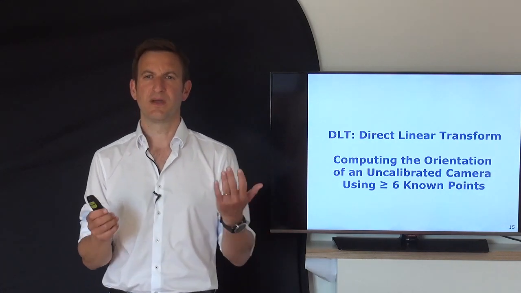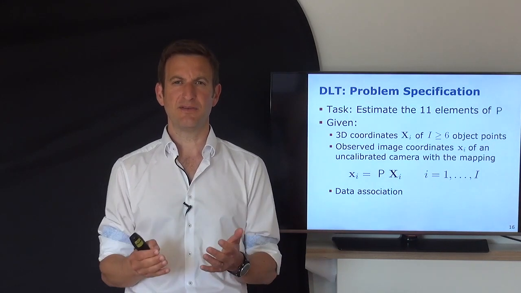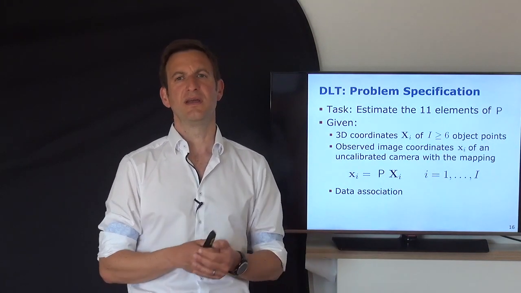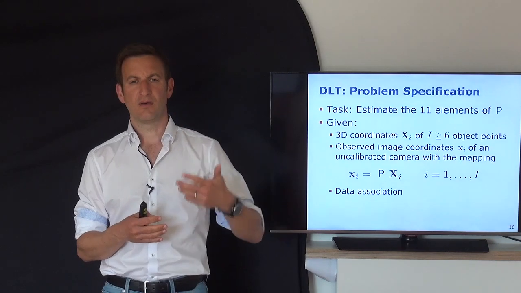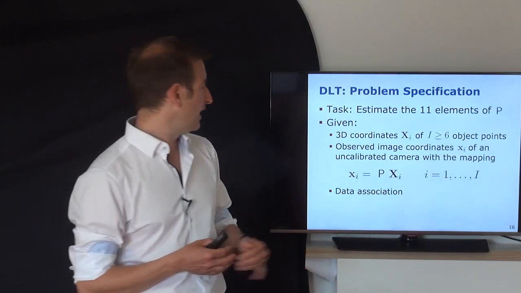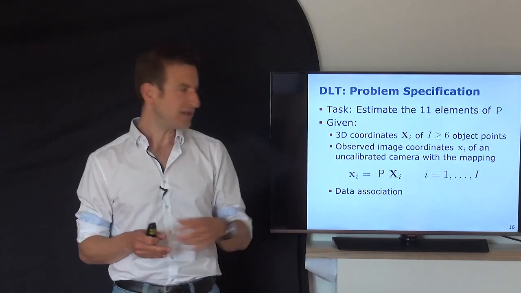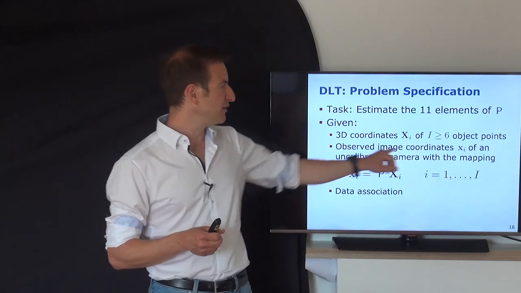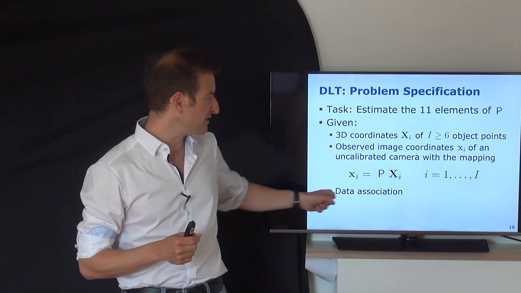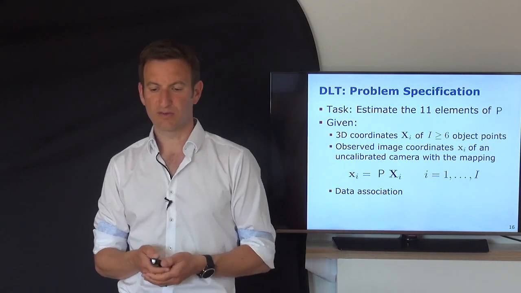So what are we doing? We are estimating the 11 elements of P. Remember, P has 11 elements. Although it has 12 numbers, there are also 11 degrees of freedom in there because one is due to the property of the homogeneous matrix that it's only defined up to a scalar. And what we have given are the 3D coordinates of the points Xi, and we have at least 6 of them. Let's say I, capital I, and we have the observed image coordinates of that point. So we know which point in the world is mapped into which image coordinate, so the data association is given, and we assume that this function expresses everything we want to express.